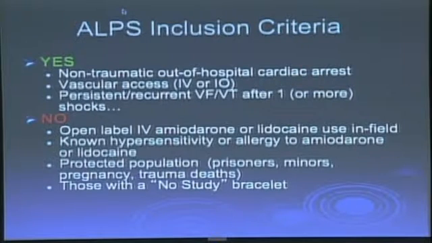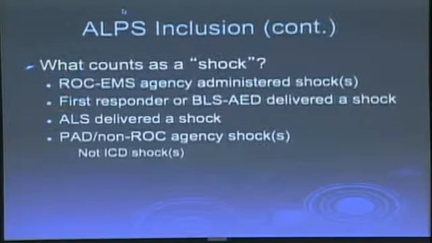We won't even get it. So you don't give it after the first shock because you don't know whether the patient's going to be in VFib at the end of the next 2 minutes of CPR. At the end of that next 2 minutes of CPR, you analyze if they are in VFib. The first thing you do is shock. So you always have to have given 2 shocks before you give any of the ALPS drugs. Okay? Definition. Now, you can't use open label IV amiodarone, known hypersensitivity or allergy to amiodarone, protected populations. That's all of our studies.